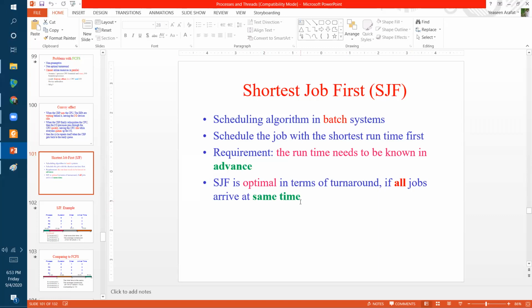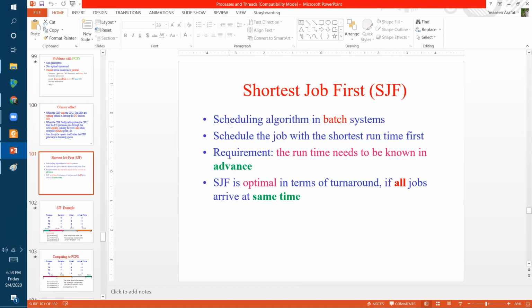In operating system theory class, last class we ended with learning the convoy effect in the first come first serve scheduling algorithm. Okay, so we will learn another scheduling algorithm today, or some algorithms actually. So this is the one, shortest job first, SJF.